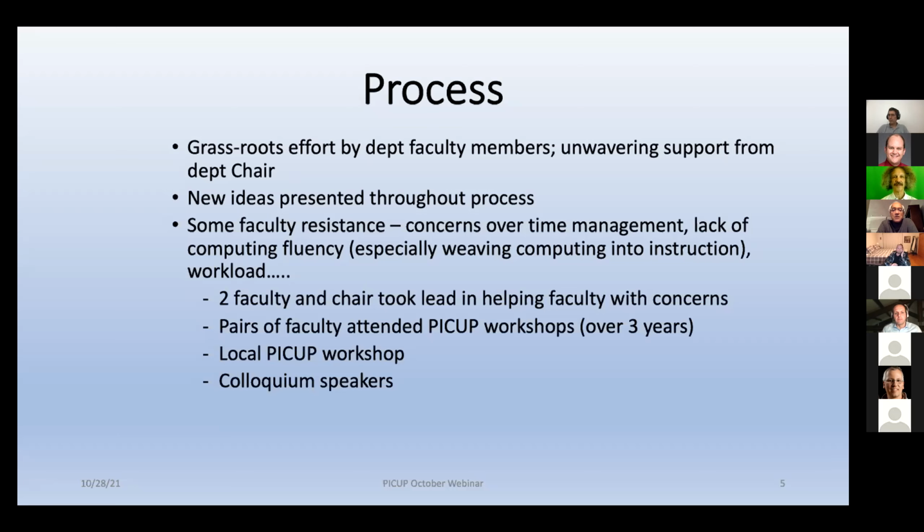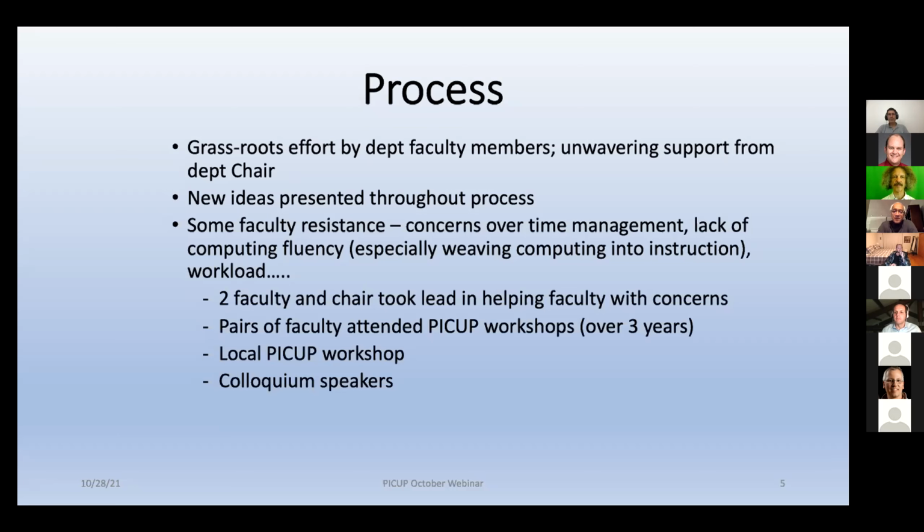Another concern was a lack of computing fluency. People knew how to do computing for whatever research they were doing, but bringing it into the classroom and weaving it into their pedagogy, people had some concerns. There was a confidence issue which we had to work around. And then, of course, finally the workload, because this means coming up with new assignments.